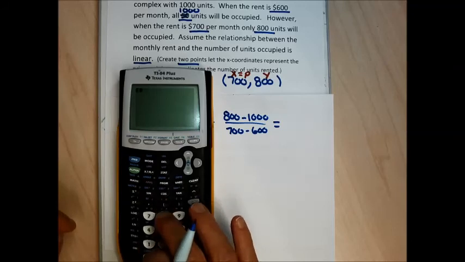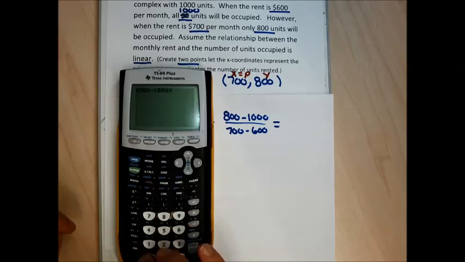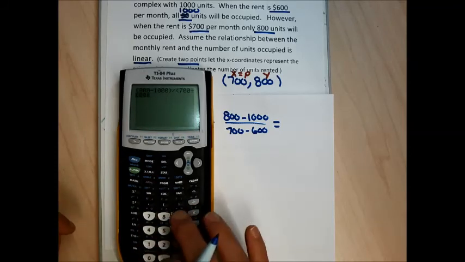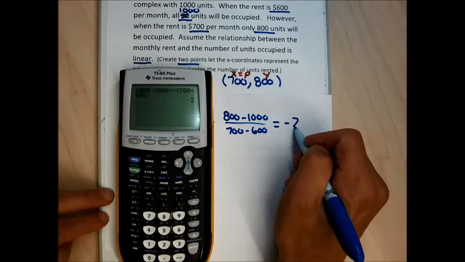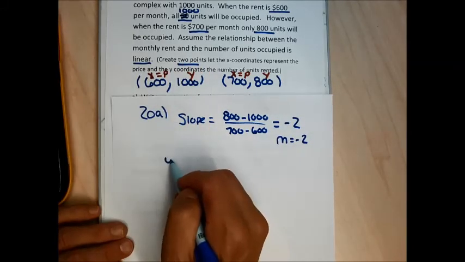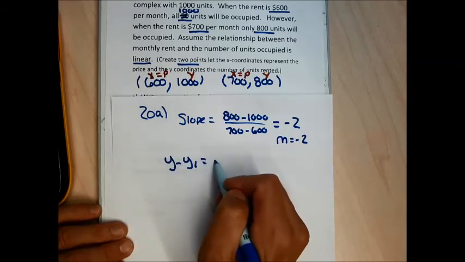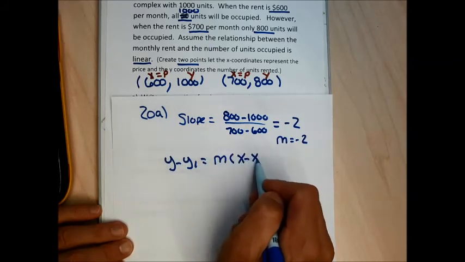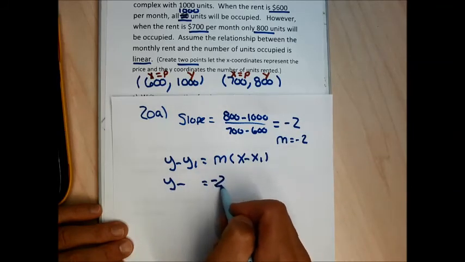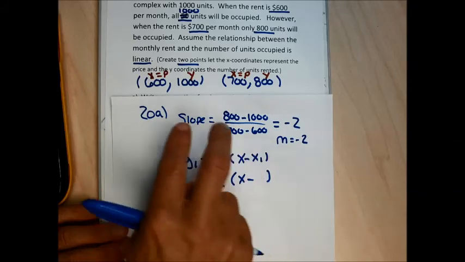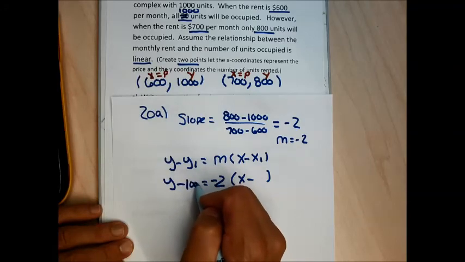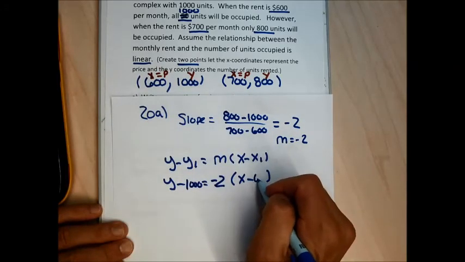So I'm going to go parentheses 800 minus 1,000 parentheses divided by parentheses 700 minus 600. And I'm going to get negative 2 for the slope. And now I'm going to do y minus y1 equals m times x minus x1. In for the m, I'm going to plug negative 2. And in for the x1 and y1, I'm going to pick the first point. In for the y1, I'm going to plug 1,000. In for the x1, I'm going to plug 600.